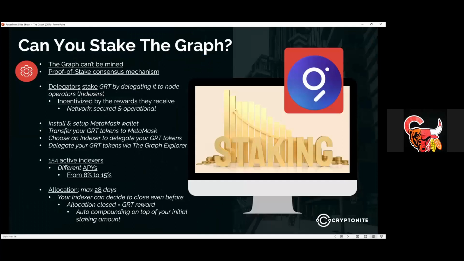Thank you, Boris. I appreciate that. Can we now talk about staking? Can you stake the graph, and do you have any recommendations on where we should be doing that to get the best return on investment?